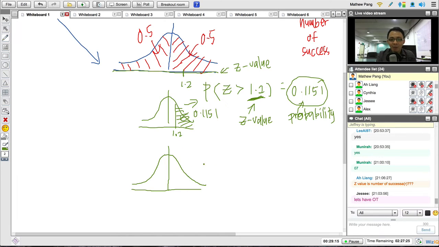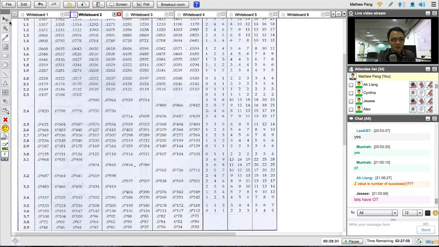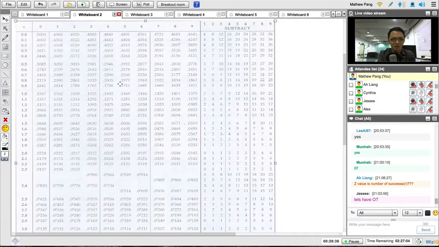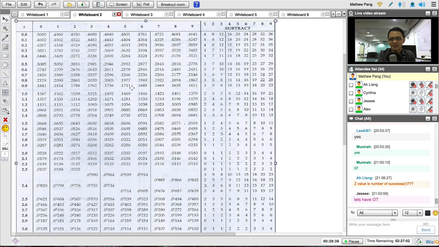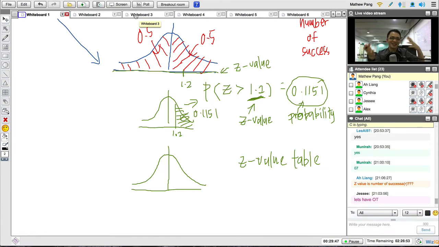Alright, so what I'm trying to say is, whenever you want to use the Z value table, or sometimes you will use the calculator to solve it, what is so important is this. This is what I call the Z value table. I think if you learned about MX, you should have seen this table before, isn't it? Anyone never seen this table before? No, right? Okay, I just assume all of you have seen this table before.